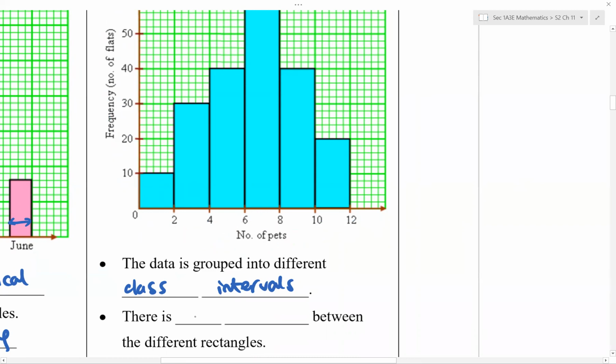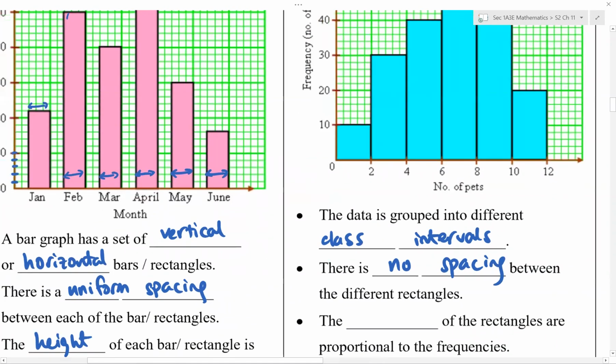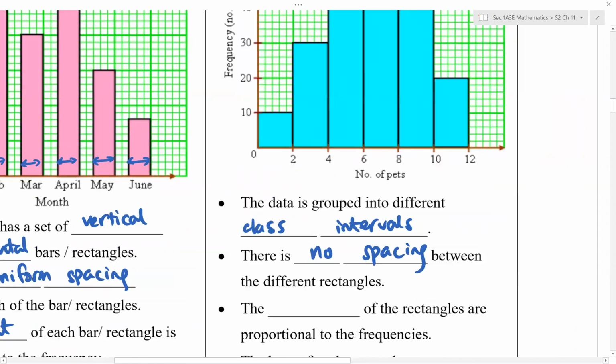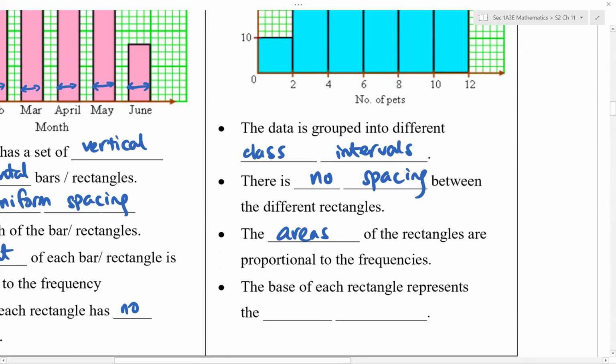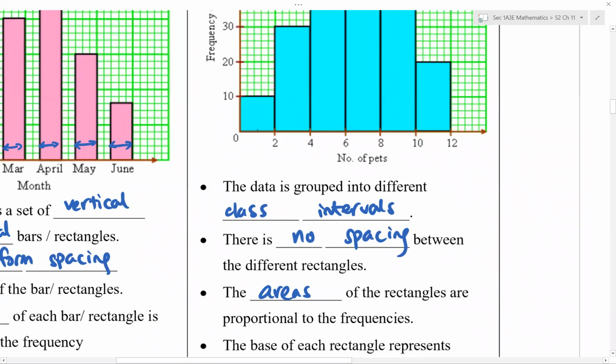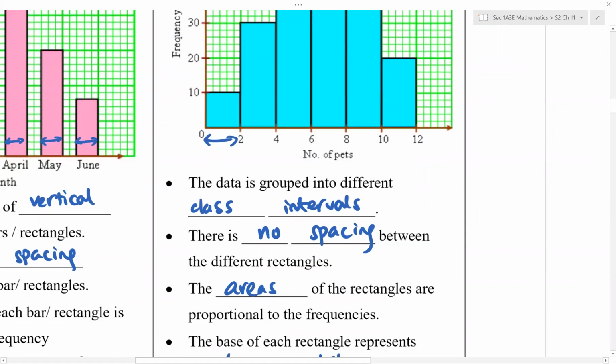There is no spacing between the different rectangles. You can compare that with our bar graph: a bar graph has constant spacing, while a histogram has no spacing at all. The areas of the rectangles are proportional to the frequencies, and the base of each rectangle represents the class width. Class width is a term that was used in chapter 14, part 2 of the notes. Let's move on to the next page.